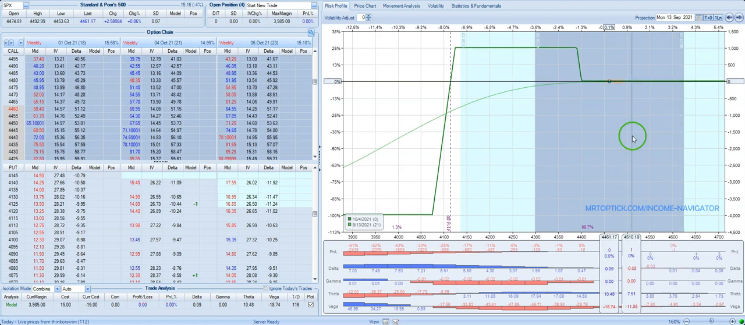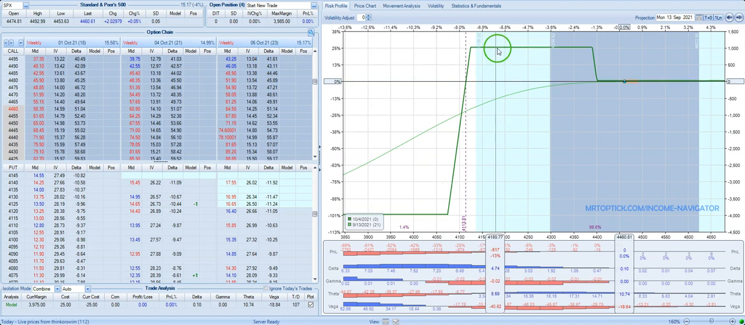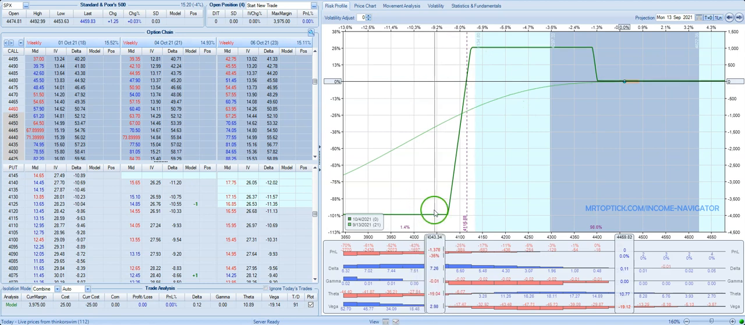There isn't any. Now on the downside, I have a 10-point wide put debit spread and I have a 50-point wide put credit spread. The absolute risk here is 40 points, right? So 50 points worth of risk with this put credit spread, and I have max potential reward of 10 points with my put debit spread. The difference between the two, 5 minus 1, is 4.